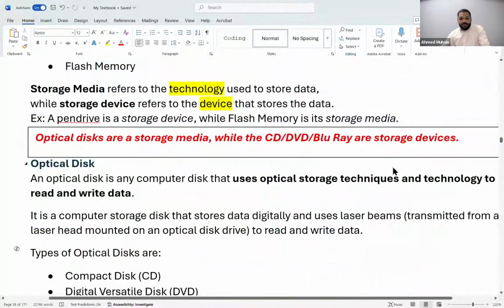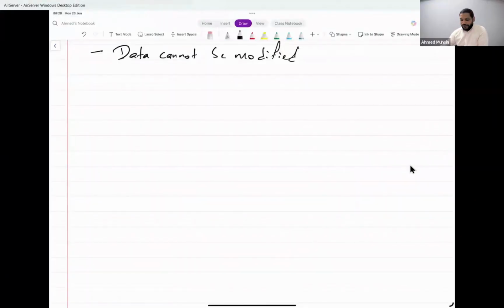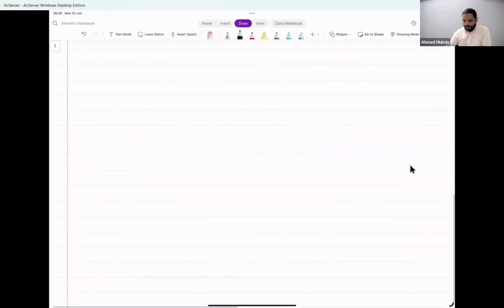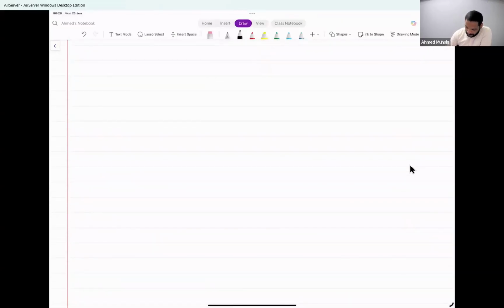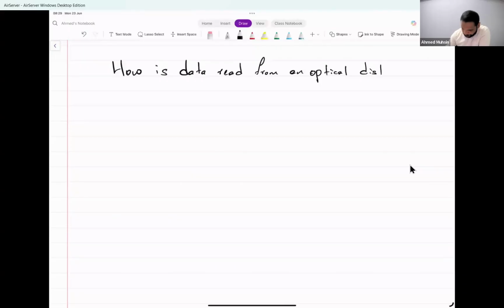Everyone, let's get our writing books now. So over here, tell me below, what do we say over here? How is data read from an optical disc? How is data read from an optical disc? Boys, girls, everyone.